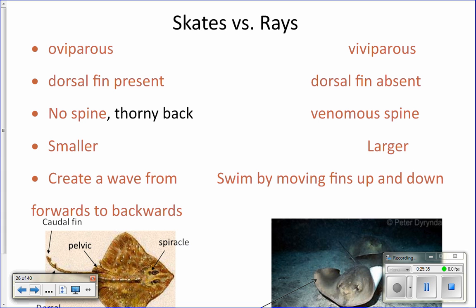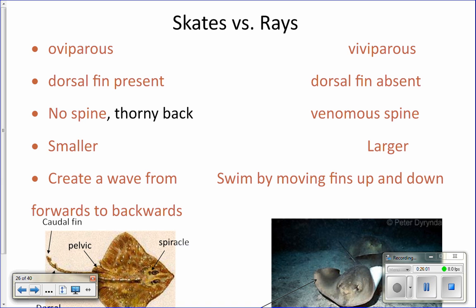Rays tend to be larger, skates are smaller, okay? And then the way that they swim is different. So rays will swim by moving their fins up and down, so they'll flap their fins, whereas skates will actually create a ripple effect, starting at the front of their pectoral fins and then moving that ripple along to the back of their fins. So they'll swim like that, whereas rays will flap.